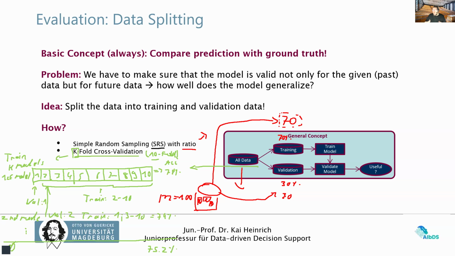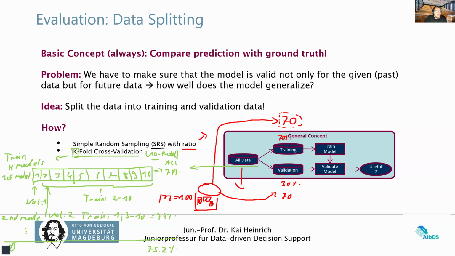Now, what are the advantages of this, and what are the disadvantages compared to simple random sampling? In simple random sampling, we only have one metric based on these 70 and this 30%. We train it on the 70 and test on the 30. Here we build 10 models. So what's the difference? In k-fold cross-validation, what are the advantages?